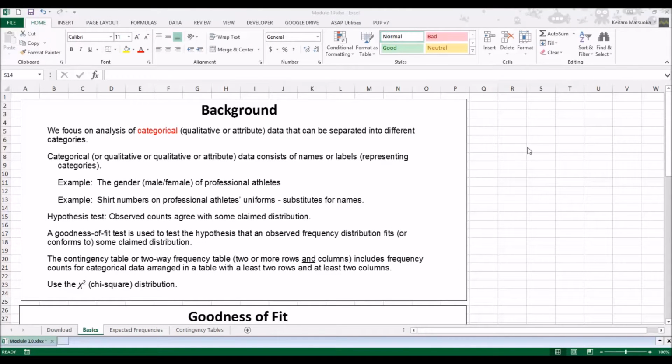Welcome to Module 10, the last module. Woohoo! In this module, we focus on analysis of categorical data, which can be represented in different categories.